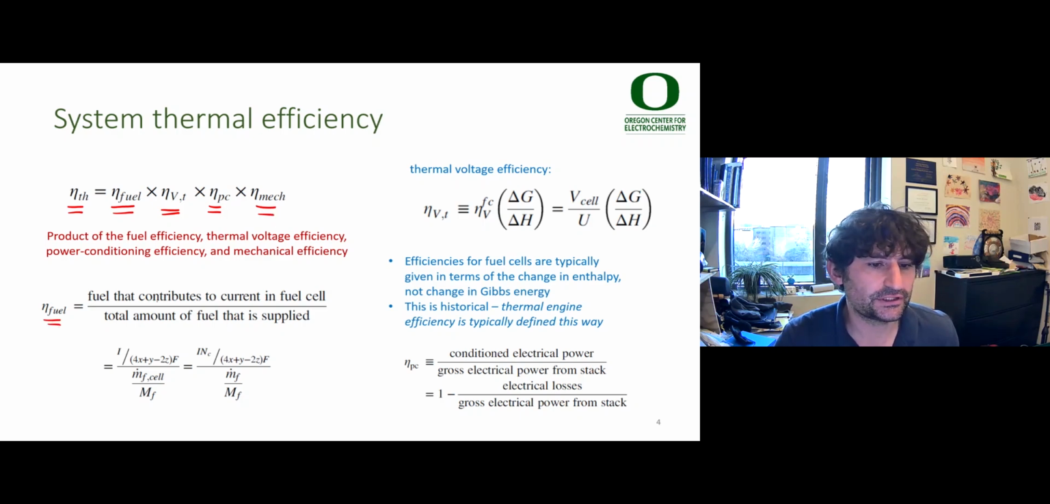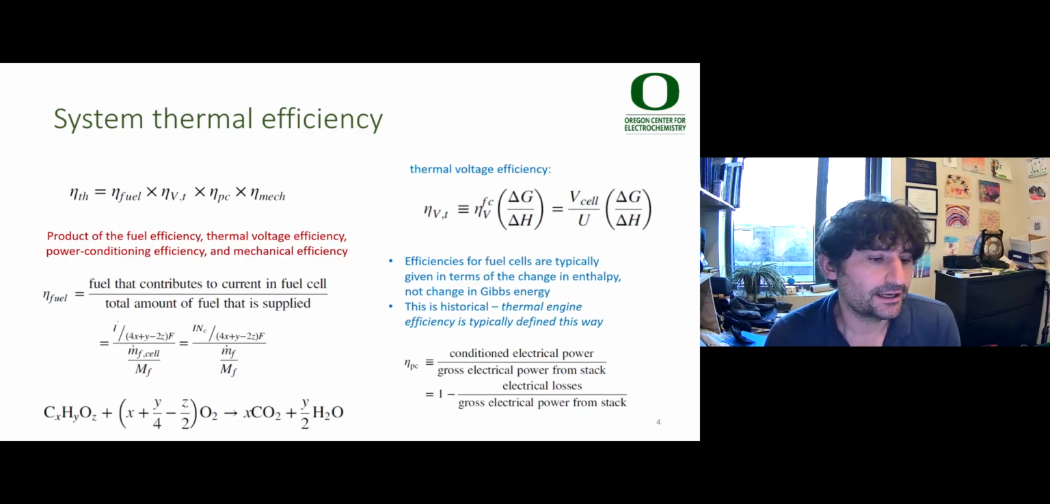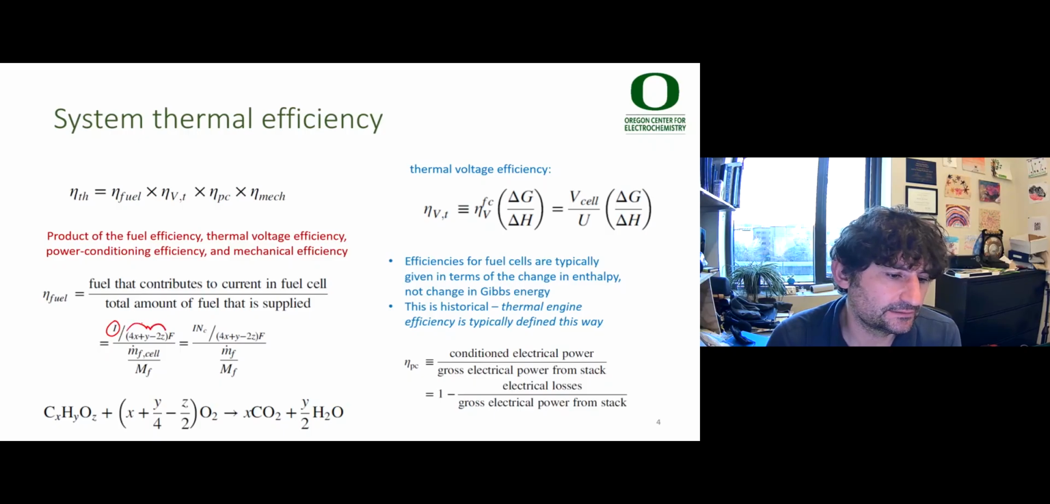The fuel efficiency is just the fuel that contributes to current in a fuel cell divided by the total amount of fuel that's supplied. So some of the fuel may not be reacted in the fuel cell and may exit through the stream. And you can see that I can write the amount of fuel that contributes to current in terms of the total current divided by N, number of electrons in the reaction, times F. And you see here N, the number of electrons in the reaction, is just based on the balanced chemical formula.